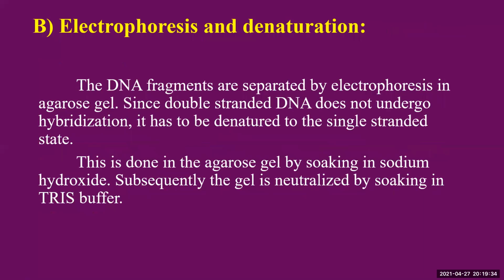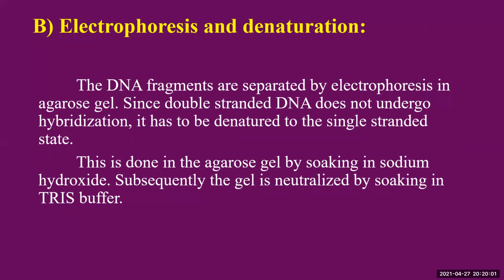Now, the second step is electrophoresis and denaturation. The DNA fragments after agarose gel electrophoresis are separated in the gel. Double-stranded DNA cannot undergo hybridization with the probe, so it has to be denatured so that the double strands get converted into single strands. Denaturation is done to convert double-stranded DNA into the single-stranded state.